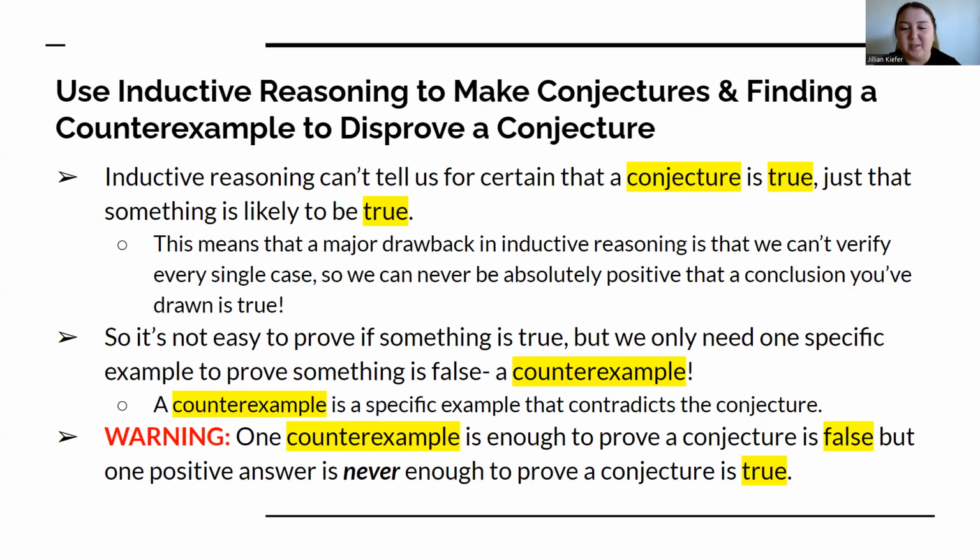As a warning though, one counterexample is enough to prove a conjecture is false, but one positive answer is never going to be enough to prove a conjecture is true. It's a lot harder to prove that something is actually true. You need very concrete examples, maybe even theoretical examples. So one positive result is not enough to prove something true, but only one false one is good to prove it wrong. Just remember that as a warning. Very hard to prove something's true, very easy to prove something is false.